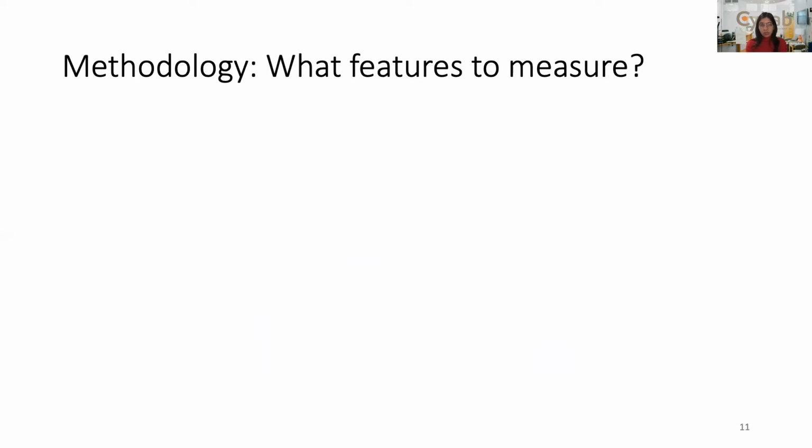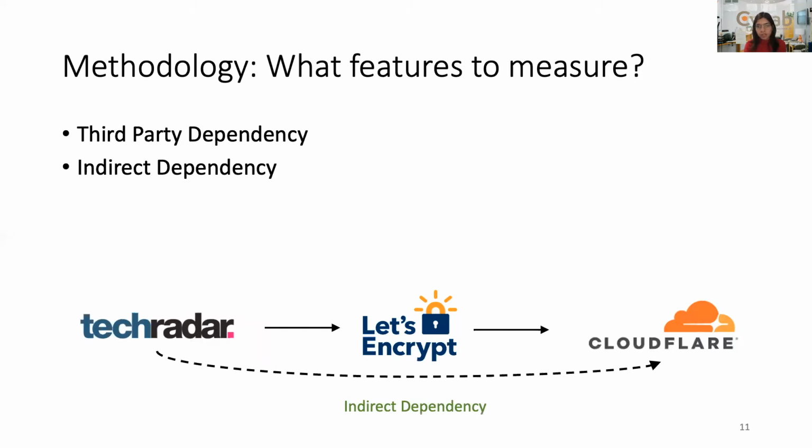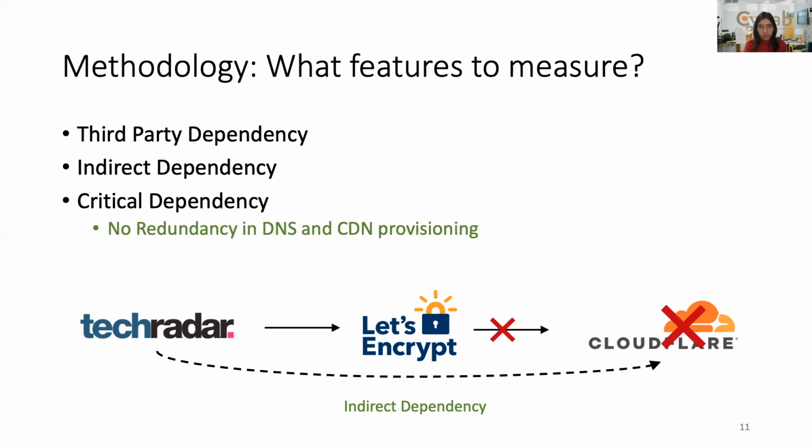Given these services and websites, we need to identify what exactly we want to measure. So we are interested in third-party dependency of a website. For example, here, the website TechRadar uses another entity, Let's Encrypt, as its certificate authority. Next, there might be indirect dependencies between websites and service providers. For example, here, Let's Encrypt uses Cloudflare as its authoritative name server, and hence TechRadar has an indirect dependency on Cloudflare. We are also interested in critical dependencies, which exist if a service provider is integral for a given service. For example, here, if Cloudflare is down, OCSP servers of Let's Encrypt will not be accessible. Hence, Let's Encrypt has a critical dependency on Cloudflare.